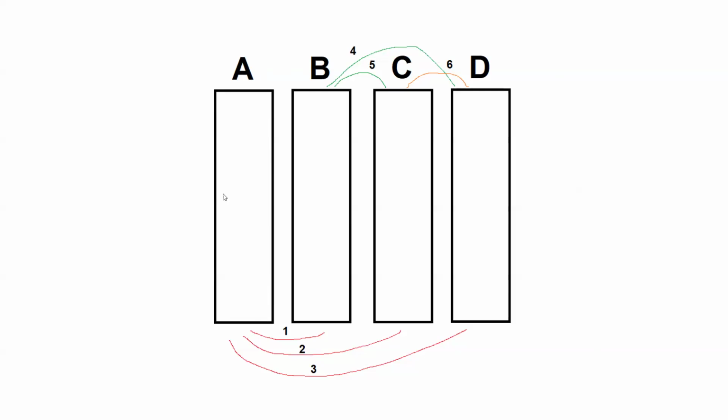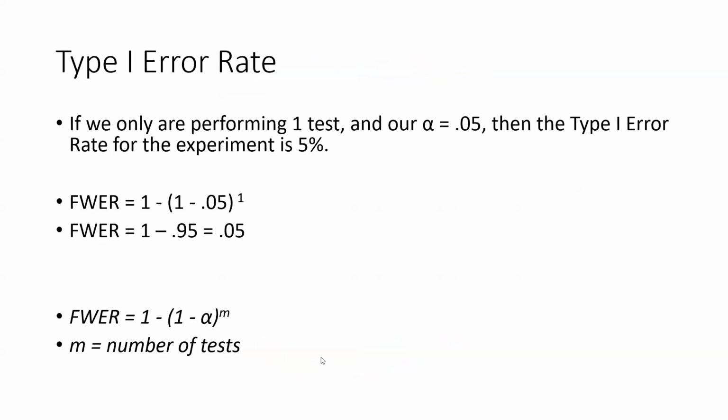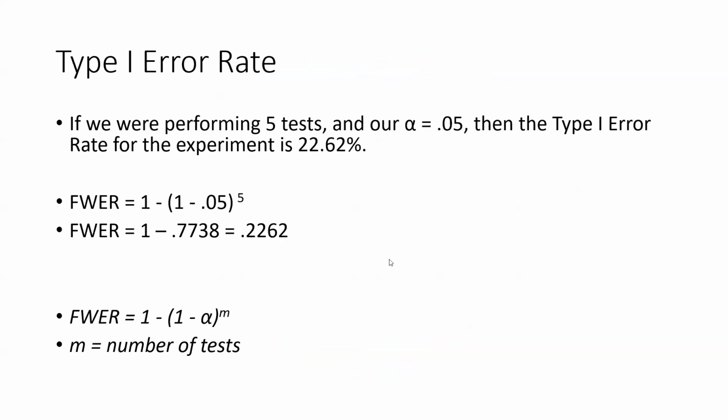However, if you're in a situation where you want to compare A to B, A to C, and A to D, that's 3 separate tests, which would mean if we were doing the family-wise error rate, that would be 1 minus, if we had an alpha value of 0.05, 1 minus 0.05, and then our m exponent would be 3. And that would then provide us with the probability of committing a type 1 error.